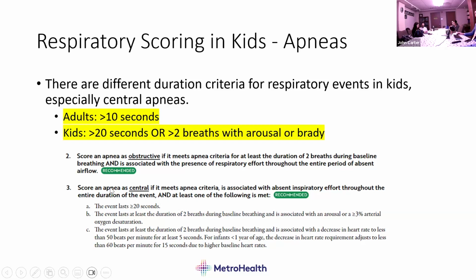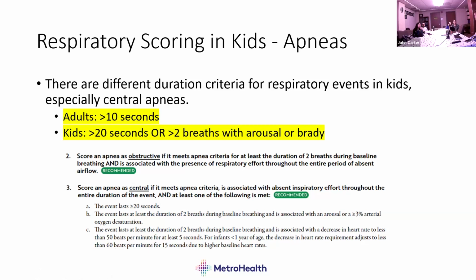So if we're scoring an apnea as central, it needs to be a 90% or greater drop. We know that. There needs to be absent inspiratory effort. We know that. And it needs to meet one of these following 3 things. It either has to be more than 20 seconds, really long, or it has to last 2 breaths and cause an arousal or a 3% desaturation, which is like a hypopnea. Or it lasts 2 breaths and causes a drop in heart rate under 50 a minute, or if you're an infant, 60 a minute, as bradycardia.